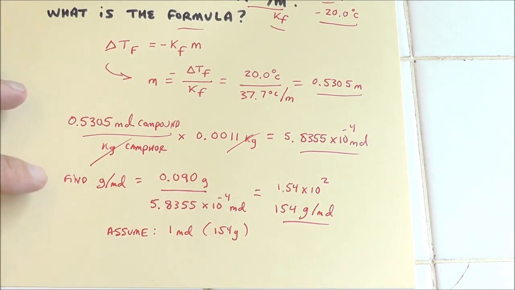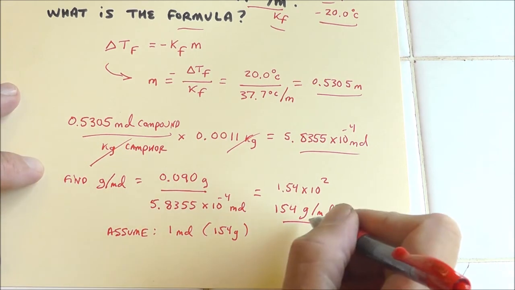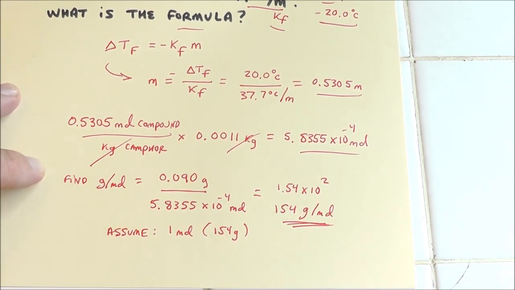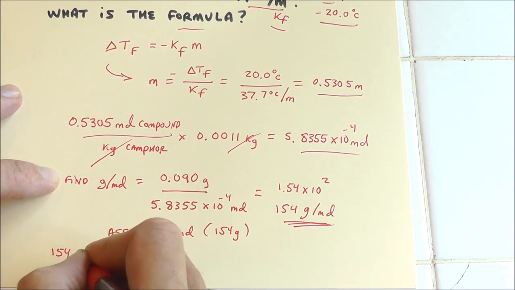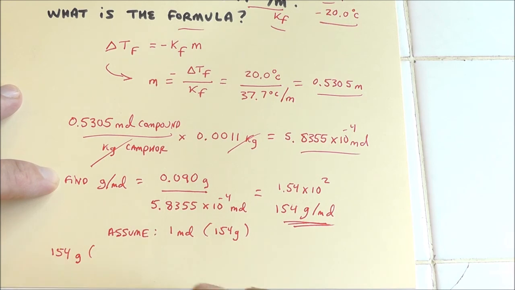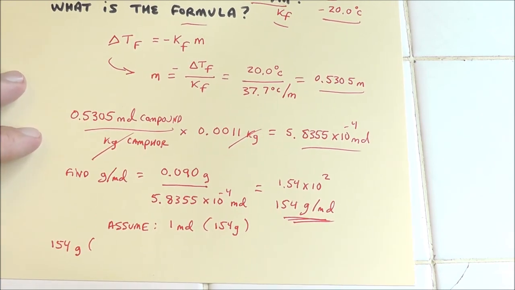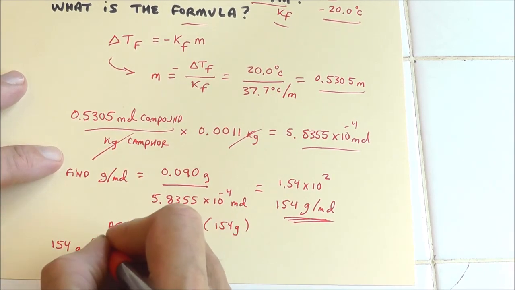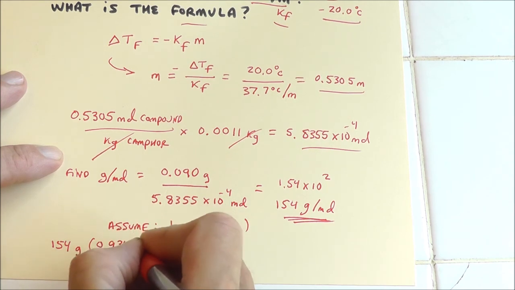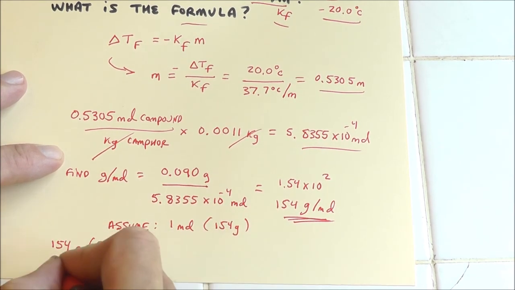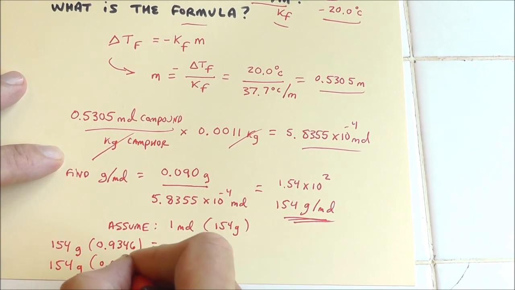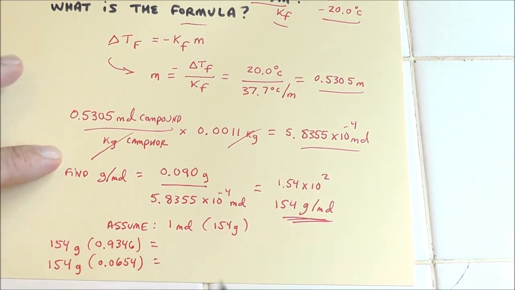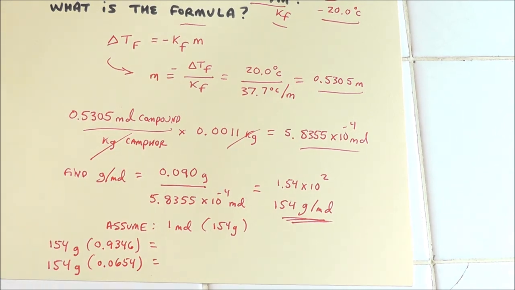Now it's back to Gen Chem 1. This is why I picked this one out, folks. This is a hard one, because normally you're done right here. But let's go the extra mile. Let's go ahead and take 154 grams times 0.9346. Let's take 154 grams. Now these are the percentages that were given in the beginning of the problem.